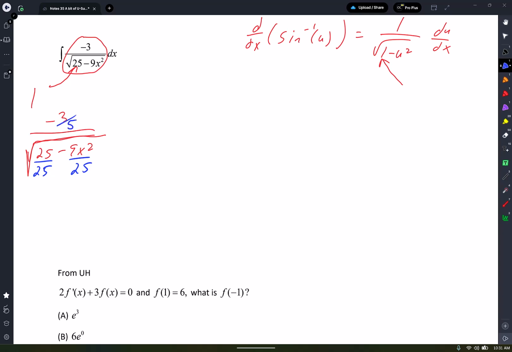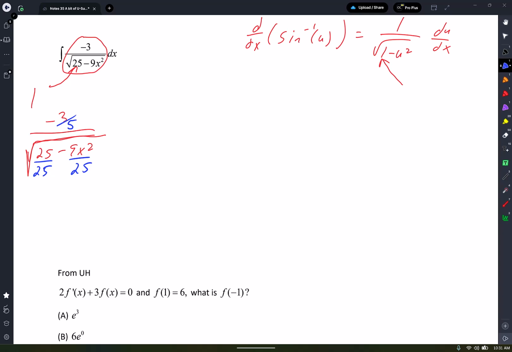Divide by 5. Oh, why 5? Oh, because square root. It's a square root, guys. What's the square root of 25? So I have to divide the numerator by 5. That's the equivalent to dividing by 25 when it's inside the square root.